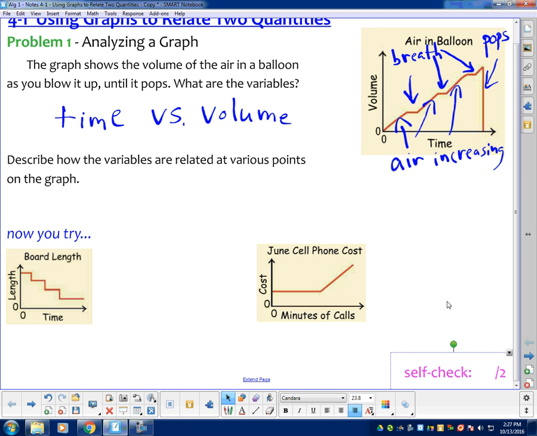All right, what'd you get for the board length one? What's happening here? Yeah, Austin, what's happening? The board is getting shorter because someone is cutting it. Yes, the board's getting shorter, someone's cutting it. What about the cell phone plan? Somebody get that one? Yeah, Garen, what'd you get? So you went to Mexico and then they started charging for international usage, you placed a phone call, and then bad things happened.